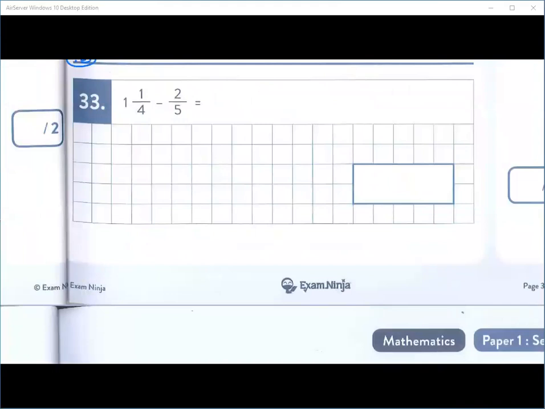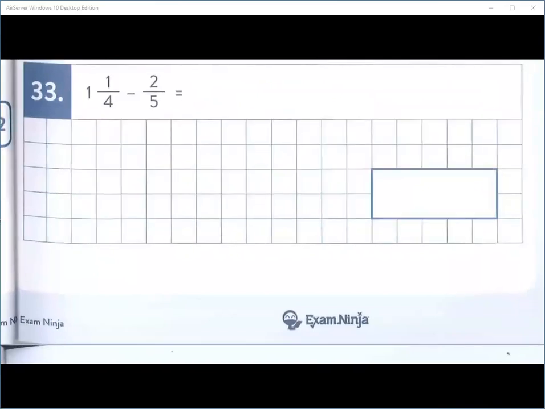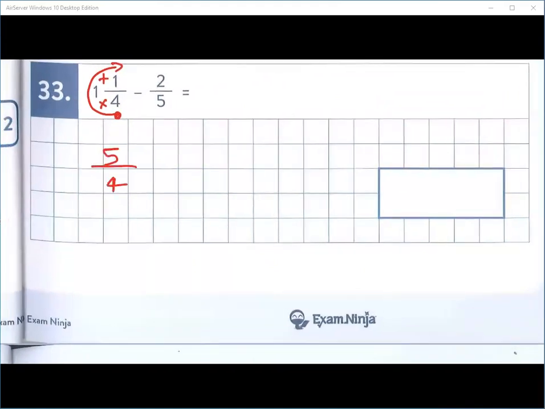Right, question number 33 with Zaki. Join me again, please, Mr. Zaki. So you change 1 and 1/4 into an improper fraction. Lovely. Start at the 4 with times and add. What's that give us? 5/4. Lovely. And then what do we do now?